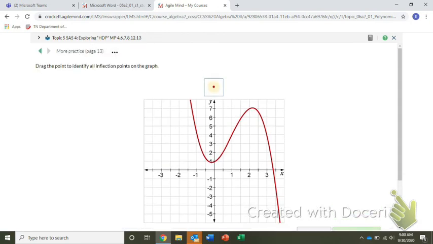All right, number 13, you do on your own. You are finding the inflection point, and it will actually be where it crosses a specific spot, okay? Let me know if you have questions.